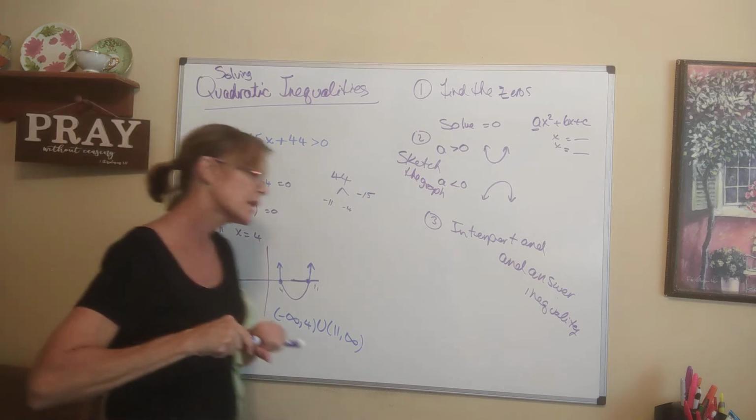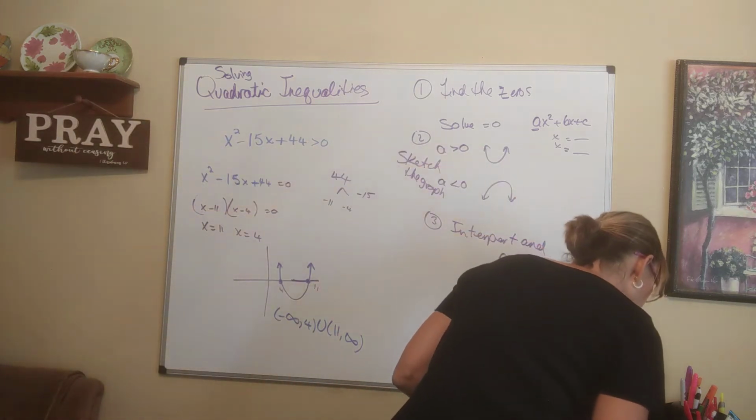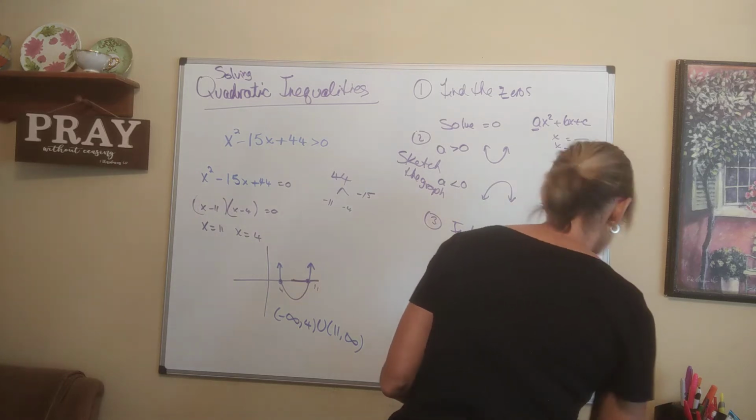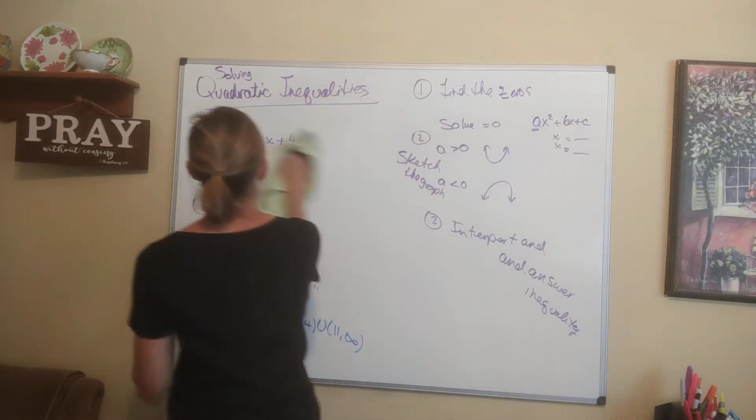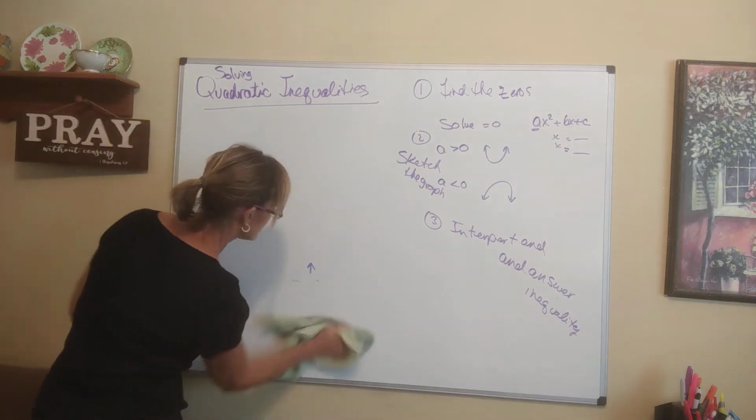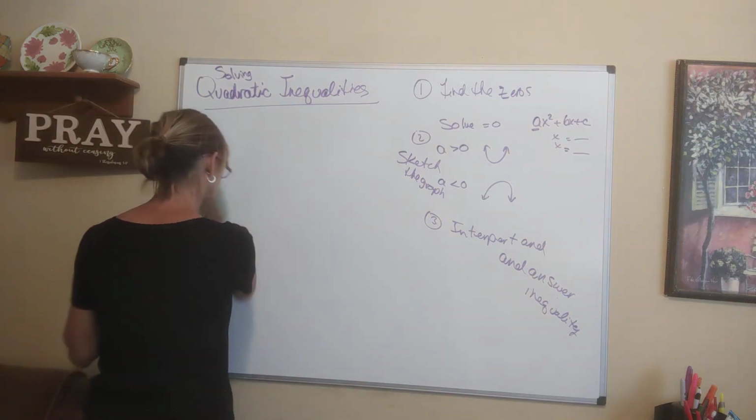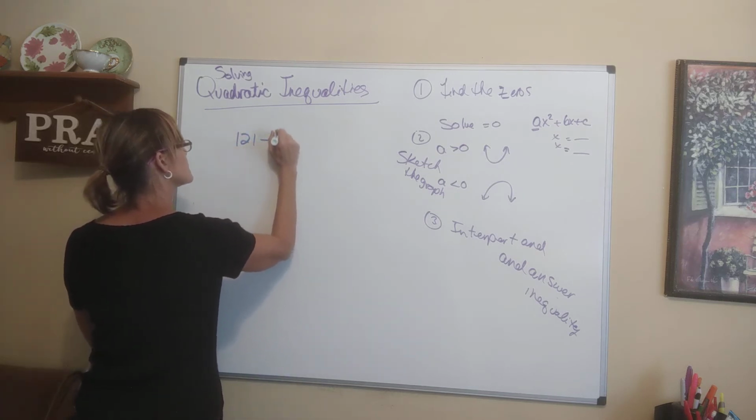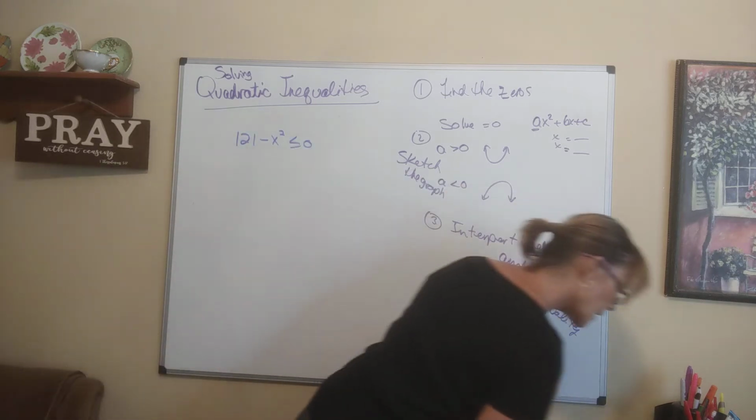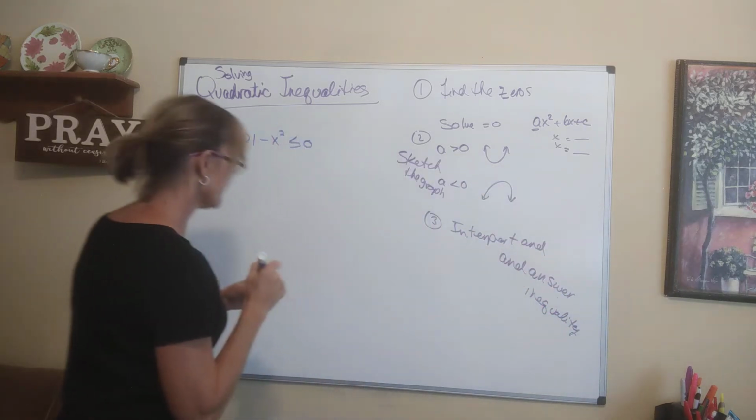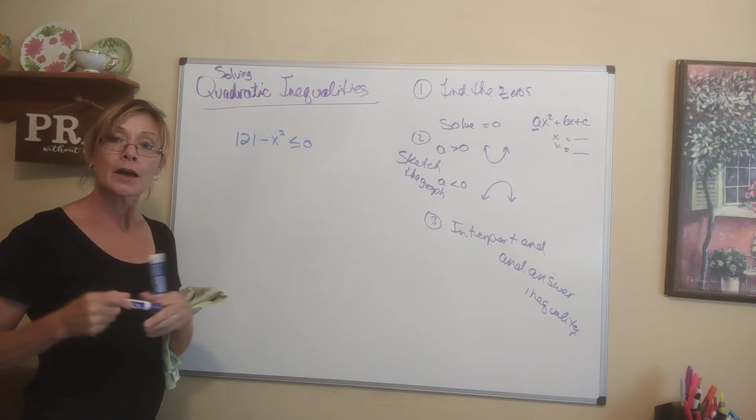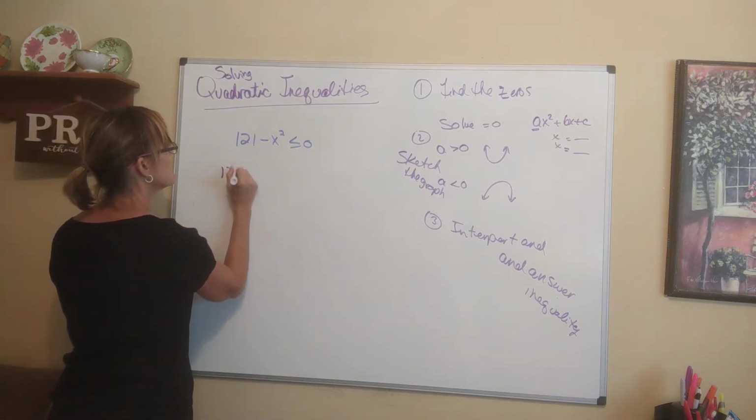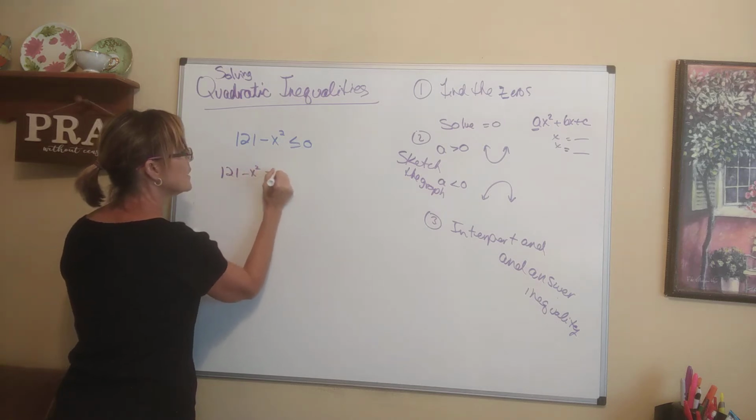All right, number 3 looks like this. It is 121 minus x squared is less than or equal to 0. Yeah, that's what I have. Okay, so what should we do? Let's solve it. Let's set it equal to 0 and solve. 121 minus x squared equals 0.